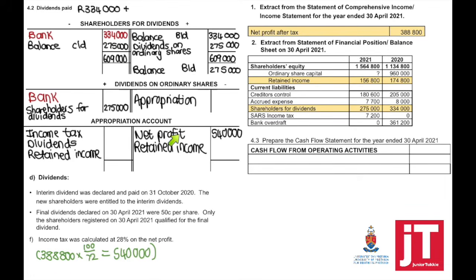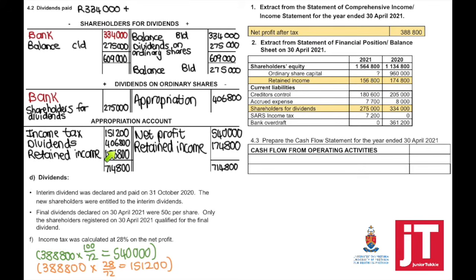To find the net profit before tax, we've calculated that in 4.1. Again, there's the calculation: we take the net profit after tax times 100 divided by 72. The retained income at the end of last year and the end of this year was given to us. For income tax, we can either take the net profit before tax minus the net profit after tax, or we can just say the net profit after tax times 28 divided by 72. It will give you exactly the same answer.